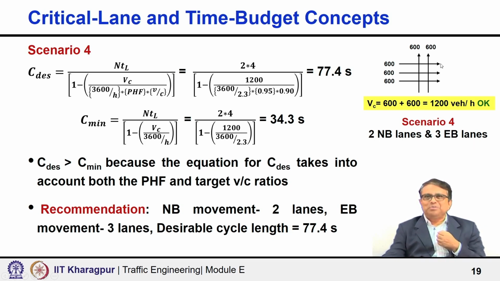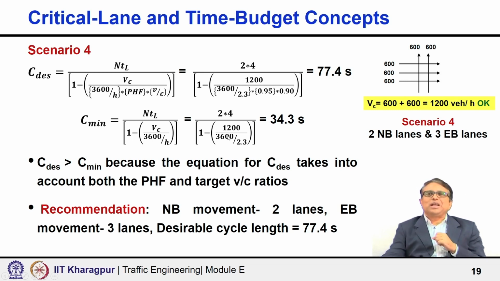Then what is happening? 1800 divided by 3 lanes is 600 eastbound; northbound 1200 divided into 2 lanes is 600 in each. So now my critical volume becomes 1200 vehicles per hour. Now, let us see what happens. When we calculate C design, or desirable cycle length, we get 77.4, a positive value, and we are able to get it. So, that means it will work.